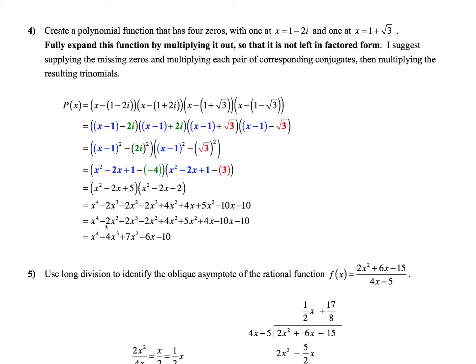Then when you combine negative 2x cubed and negative 2x cubed, you get negative 4x cubed. And the negative 2 plus 4 plus 5 gives us positive 7, right? 5 plus 4 is 9, minus 2 is 7. So we have a positive 7x squared. And then the positive 4x and the negative 10x gives us negative 6x.